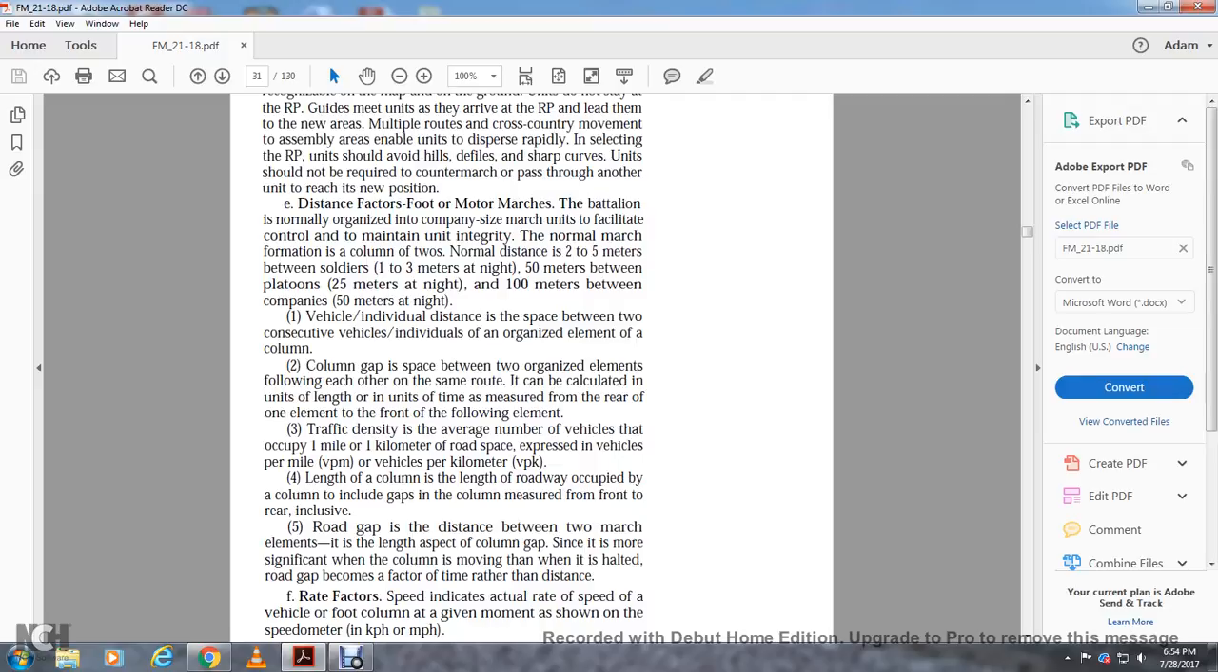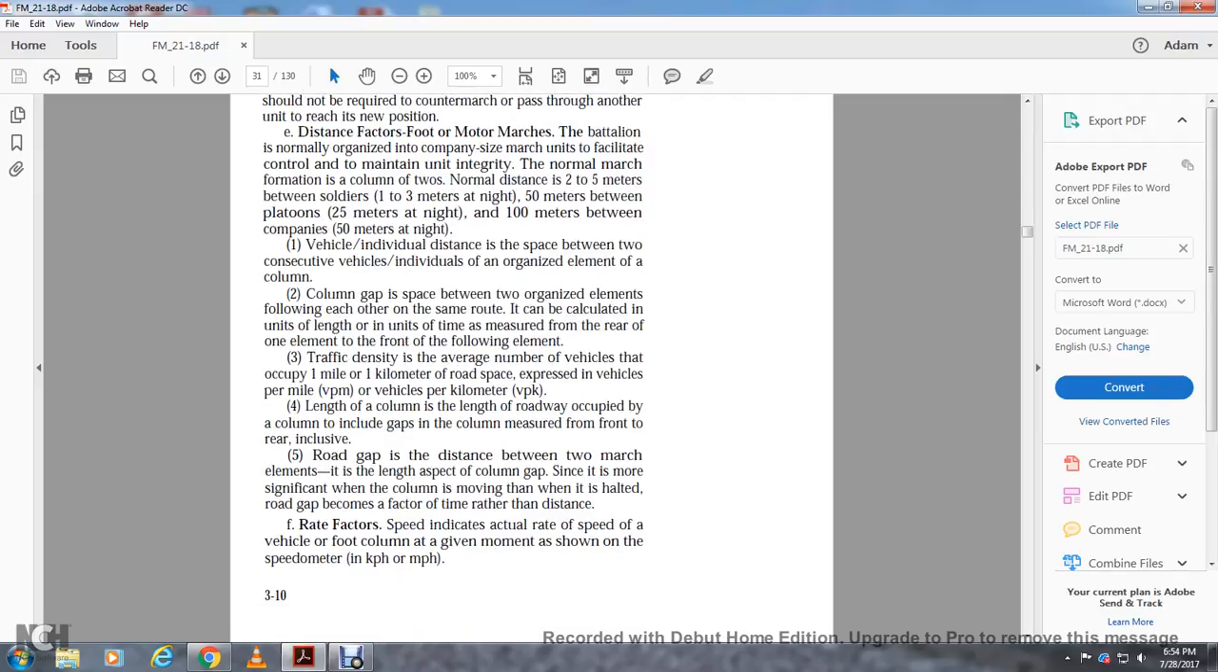The vehicle individual distance is the space between two consecutive vehicles. The column gap is the space between two organized elements following each other on the same route, calculated from the rear of one element to the front of the following element. The traffic density is the average number of vehicles that occupy 1 mile or 1 kilometer of road space, expressed in vehicles per mile or vehicles per kilometer.